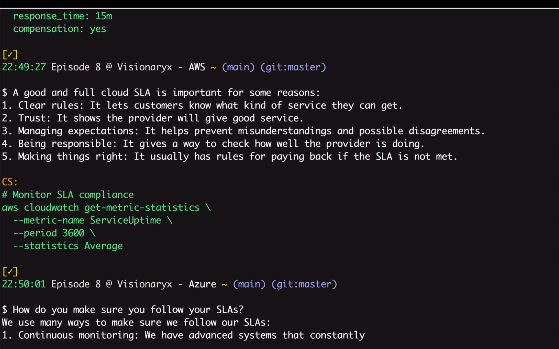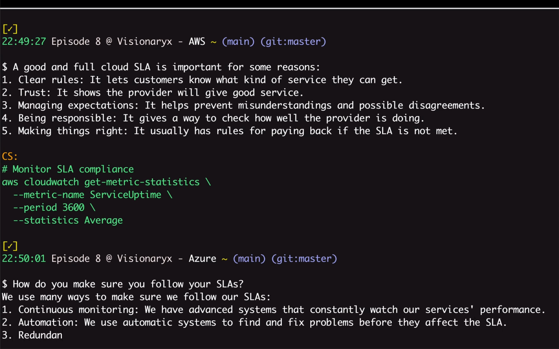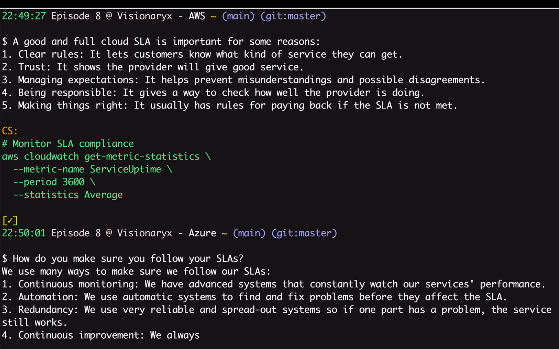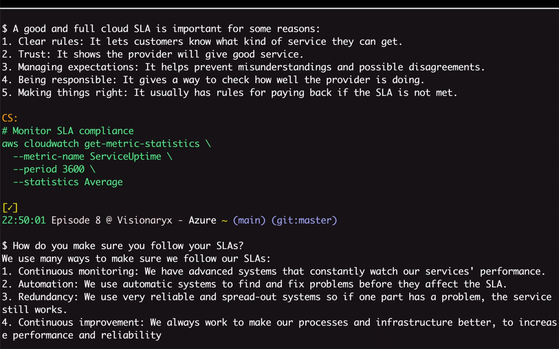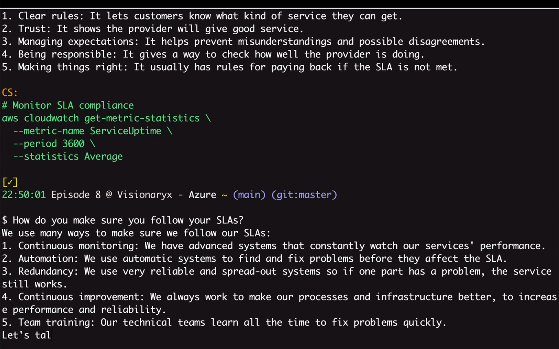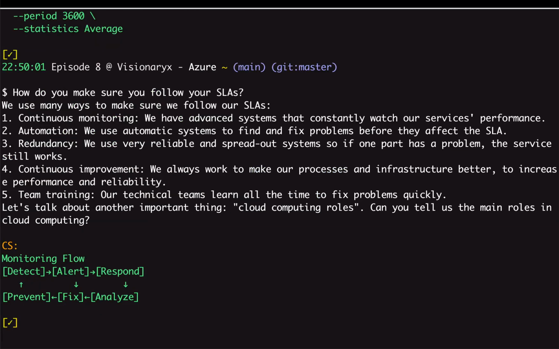1. Continuous monitoring. We have advanced systems that constantly watch our services' performance. 2. Automation. We use automatic systems to find and fix problems before they affect the SLA. 3. Redundancy. We use very reliable and spread out systems so if one part has a problem, the service still works. 4. Continuous improvement. We always work to make our processes and infrastructure better, to increase performance and reliability. 5. Team training. Our technical teams learn all the time to fix problems quickly.